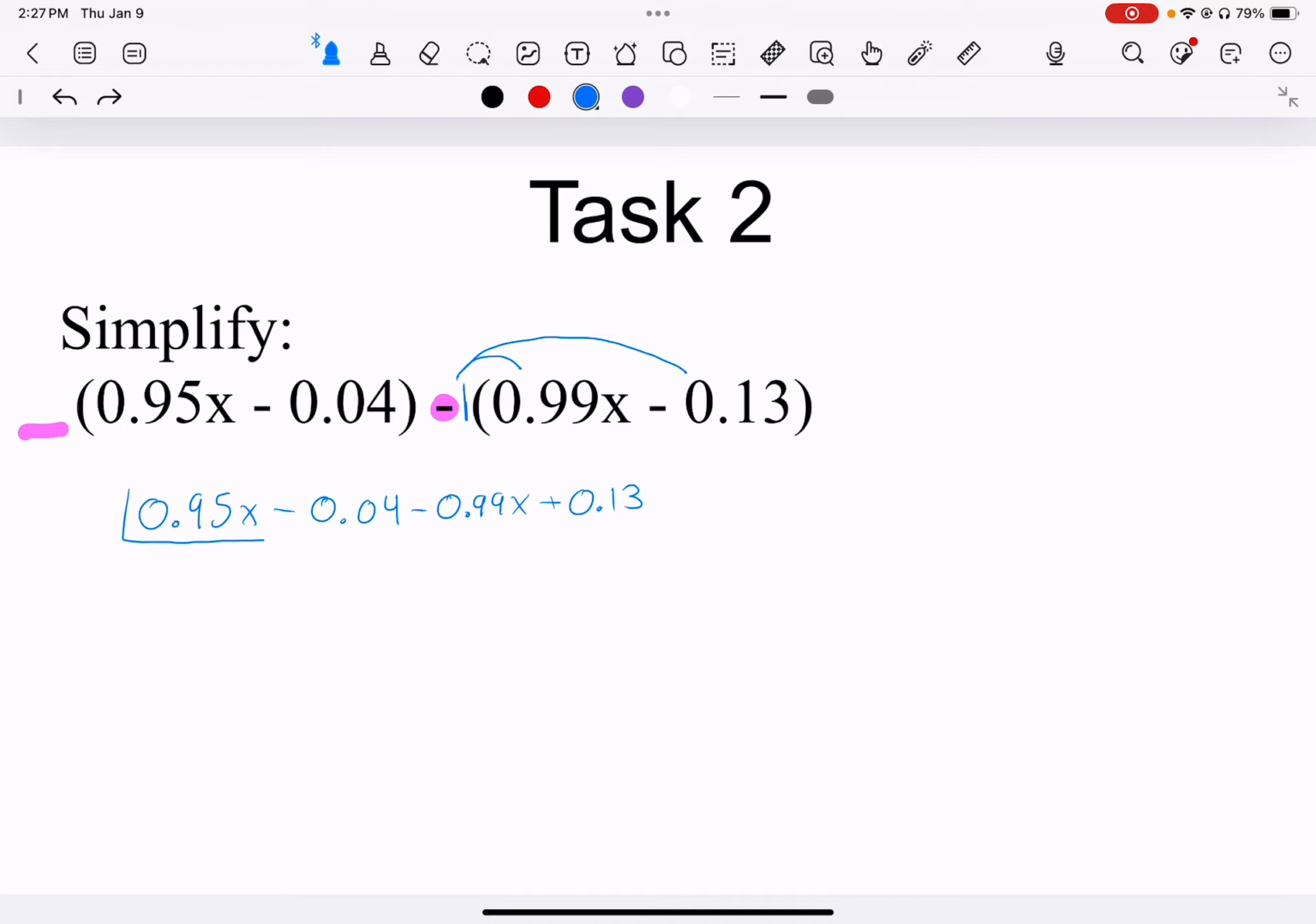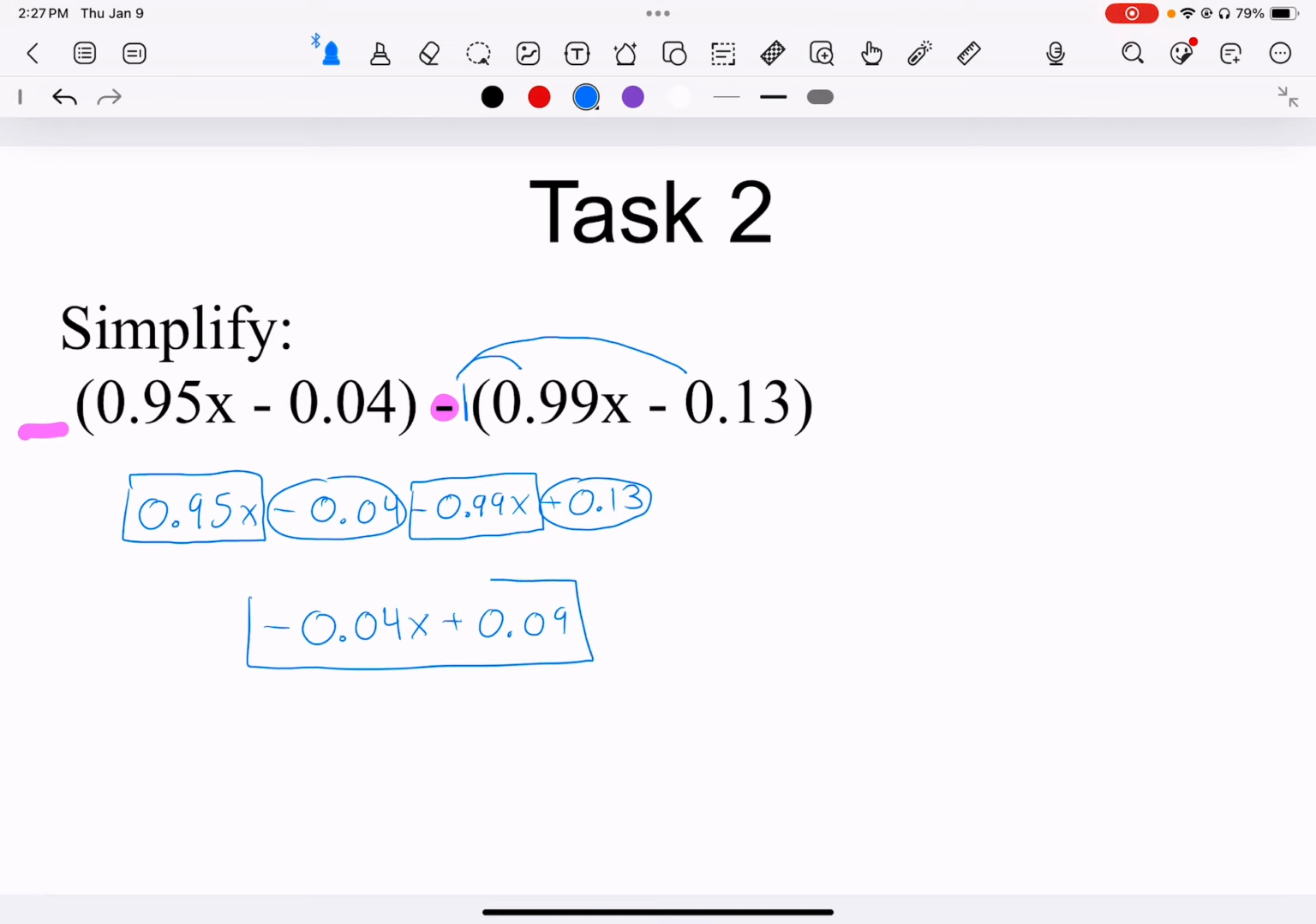Now I'm still going to combine my like terms, 0.95x, but now it's a negative 0.99x. So 0.95 minus 0.99 is negative 0.04x. And then we have a negative 0.4 and a positive 0.13. When I combine those numbers, I'm left with a positive 0.09. So this would be my simplified expression when subtracting these two expressions.